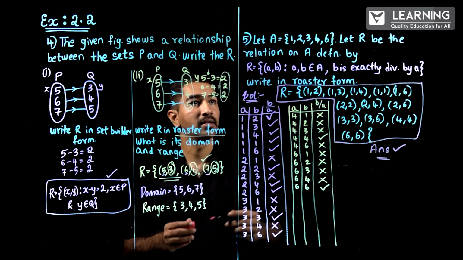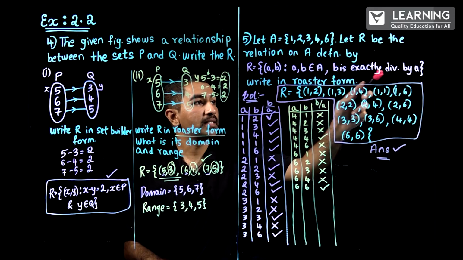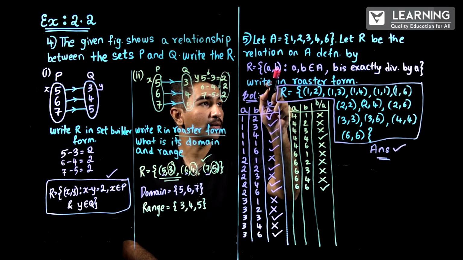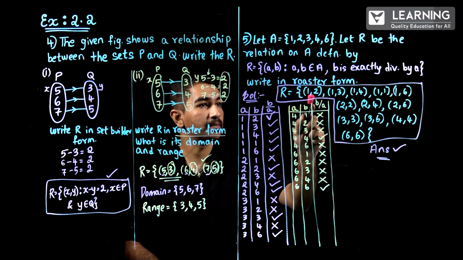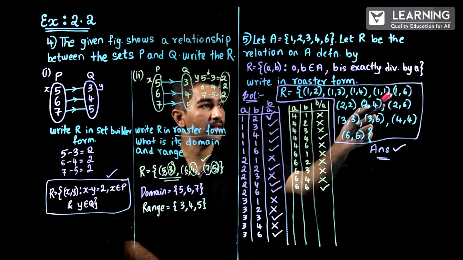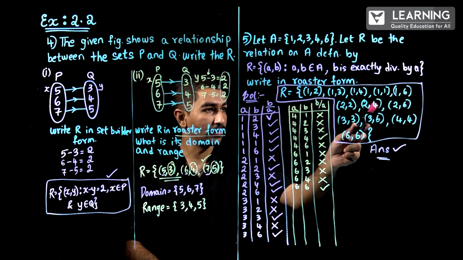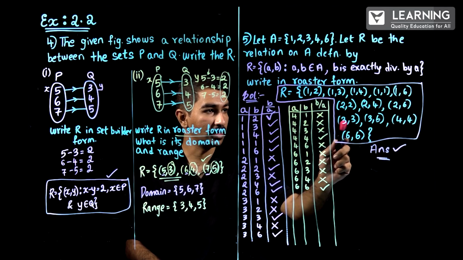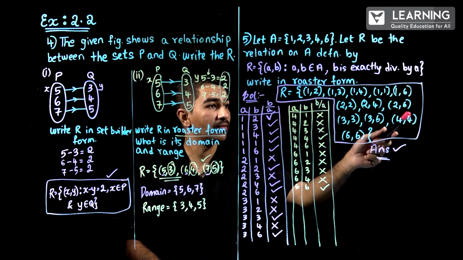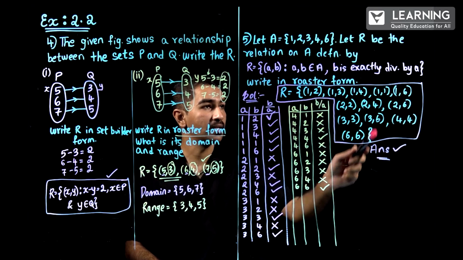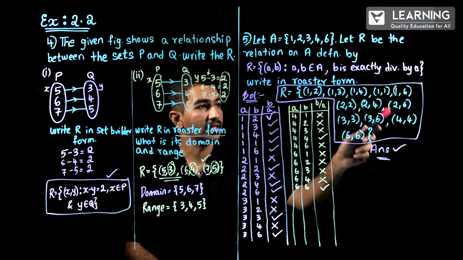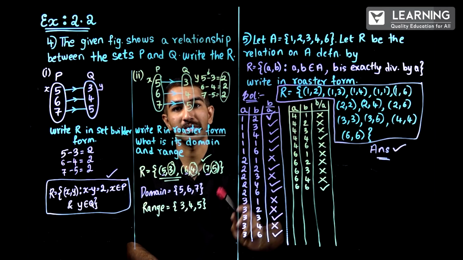Okay, now see here. B is exactly divisible by A. How are the ordered pairs? A comma B. Okay, and B is exactly divisible by A. 2 is divisible by 1, 3 is divisible by 1, 4 is divisible by 1, 1 is divisible by 1, 6 is divisible by 1. Understood? Similarly, 2 by 2, 4 by 2, 6 by 2, 3 by 3, 6 by 3, 4 by 4 and 6 by 6. So this is our relation in the roster form for the given question.